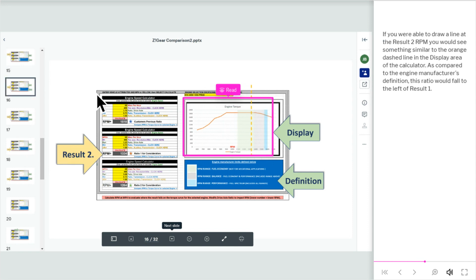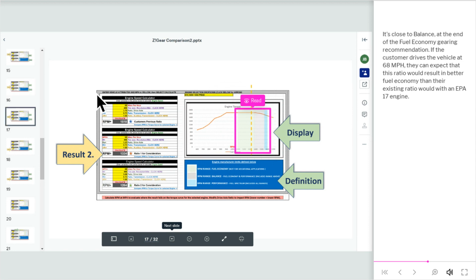If you were able to draw a line at the Result 2 RPM, you would see something similar to the orange dashed line in the display area of the calculator. As compared to the engine manufacturer's definition, this ratio would fall to the left of Result 1. It's close to balance, at the end of the fuel economy gearing recommendation. If the customer drives the vehicle at 68 miles per hour, they can expect that this ratio would result in better fuel economy than their existing ratio would with an EPA 17 engine.